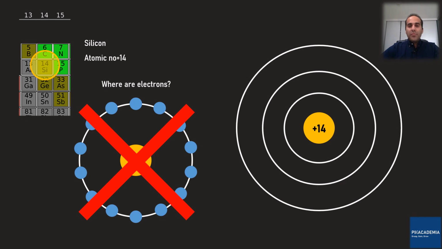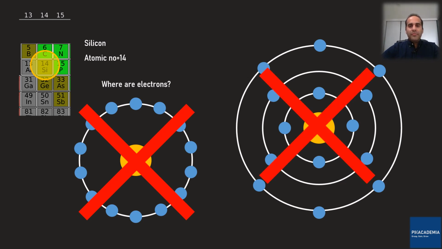Let's ask the second question. This one is even more interesting. Now that I have multiple energy levels, how are the 14 electrons distributed among the energy levels? As an example, can I say I have 4 electrons in the first energy level, 4 electrons in the second energy level, and 6 electrons in the third energy level? Well, the answer is again no.